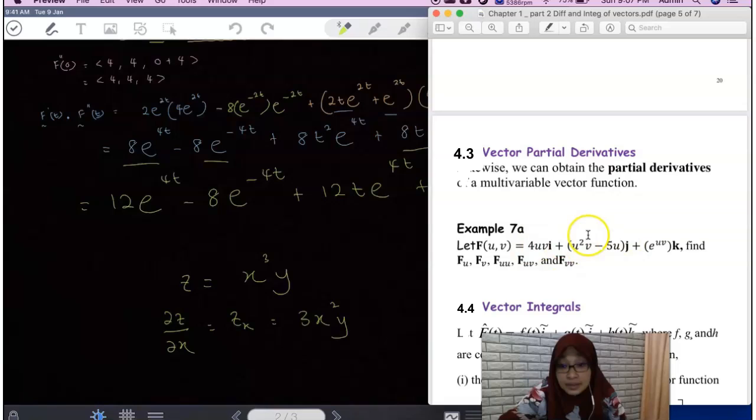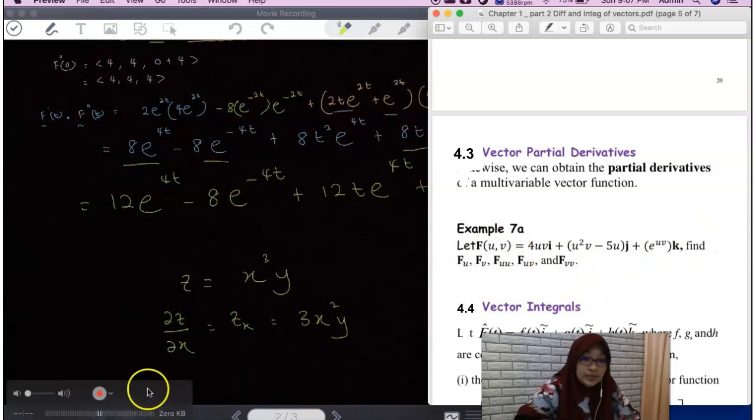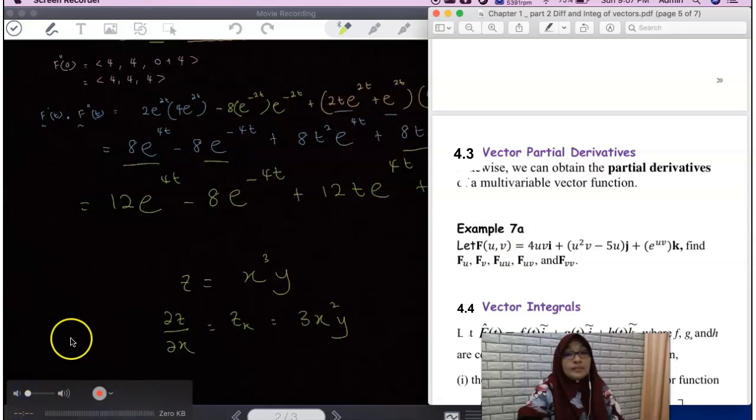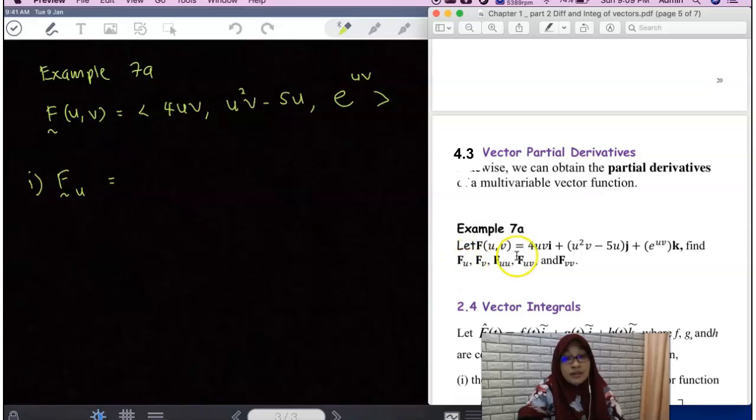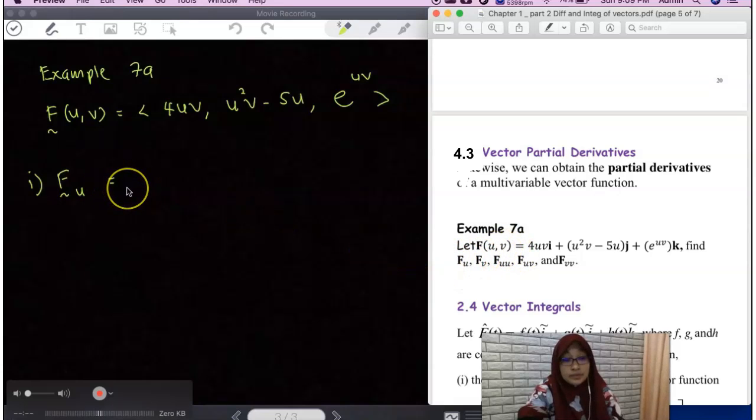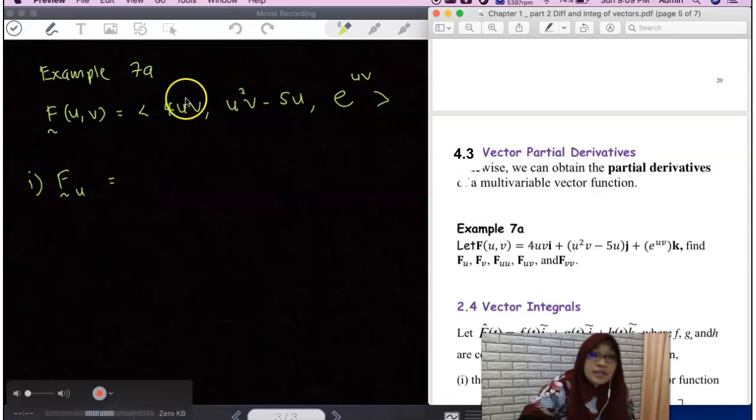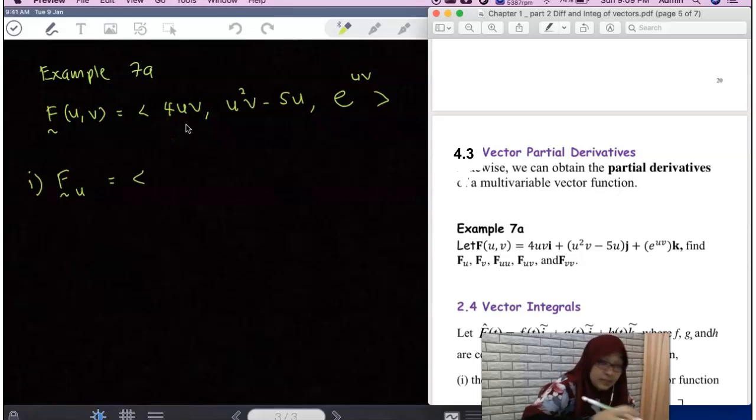Now we want to look at the example in example 7a. You are given the vector function in terms of u and v. Now you have to get the specific partial derivatives as stated there. Okay, so now we want to work on it. Here you are given this vector function in terms of u and v. First, you have to differentiate f with respect to u, fu. So you differentiate each component only with respect to u, where v is constant.